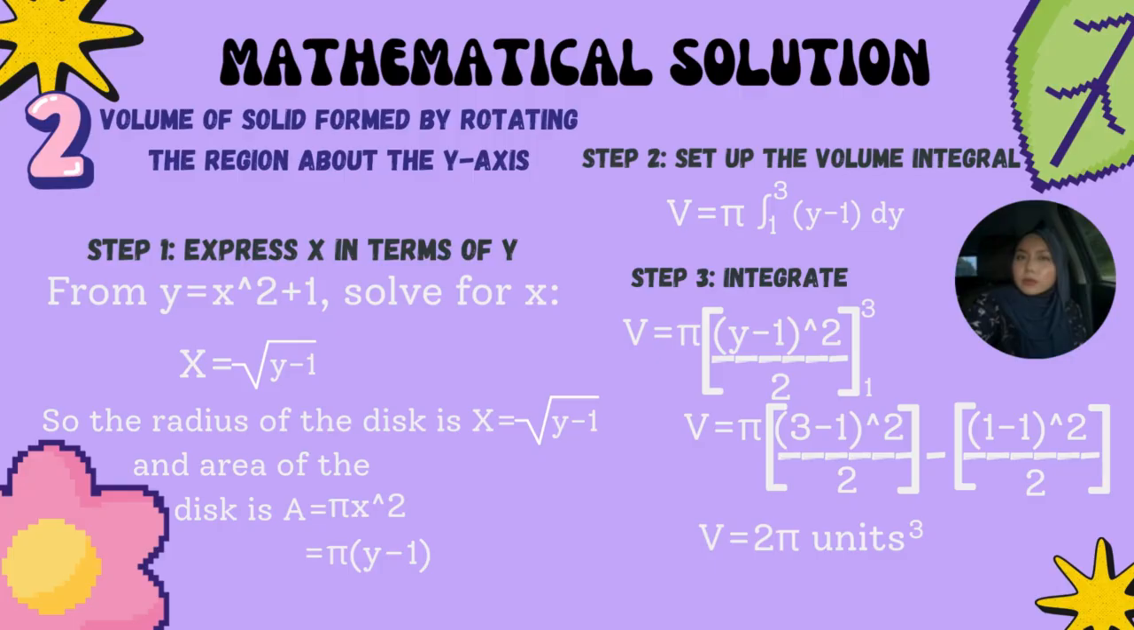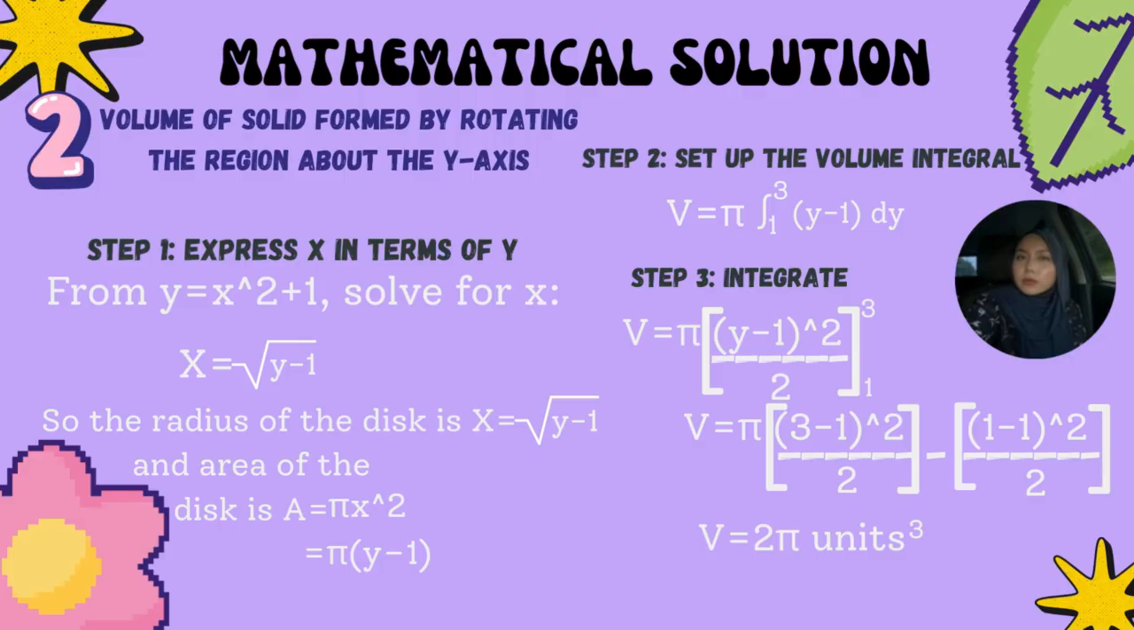For step 2, we set up the volume integral. V equals pi times the integral from 1 to 3 of (y minus 1) dy. Step 3, we integrate from step 2. V equals pi [(y minus 1) squared divided by 2] from 1 to 3.